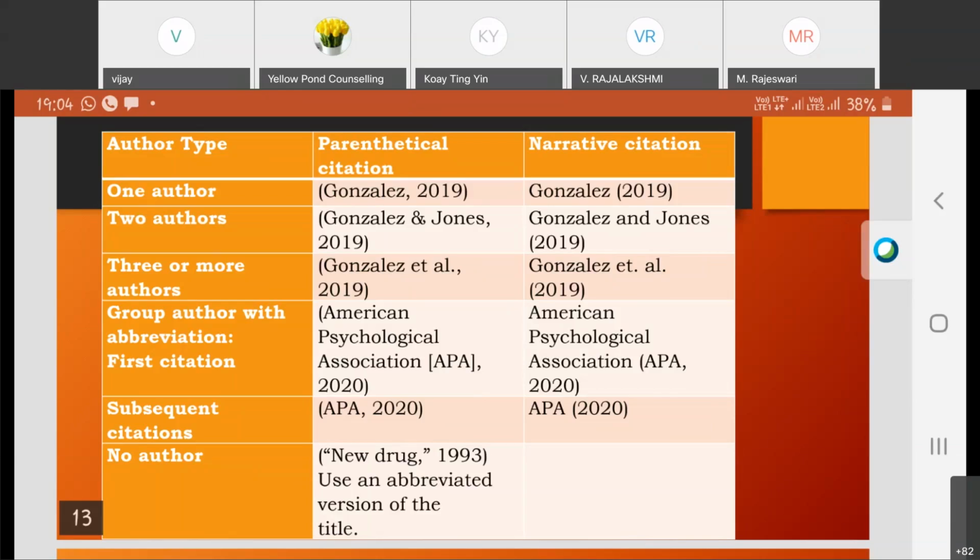Then, for narrative citation, the open parenthesis and the closed parenthesis should be at the end of the author. Then when we have no authorship, we have to use an abbreviated version as well as the year of publication. That should be enough. So can you please move to the next?